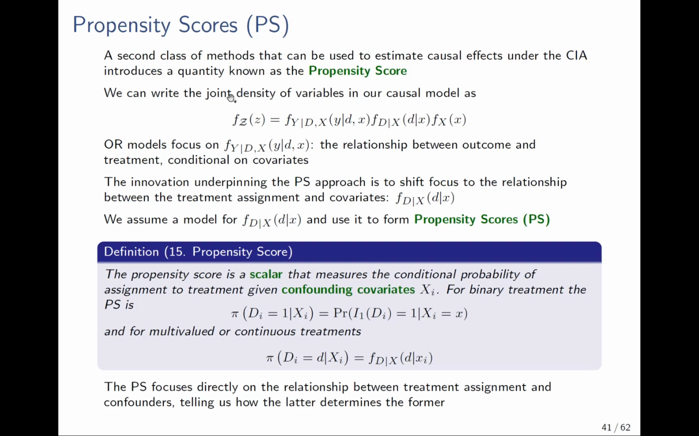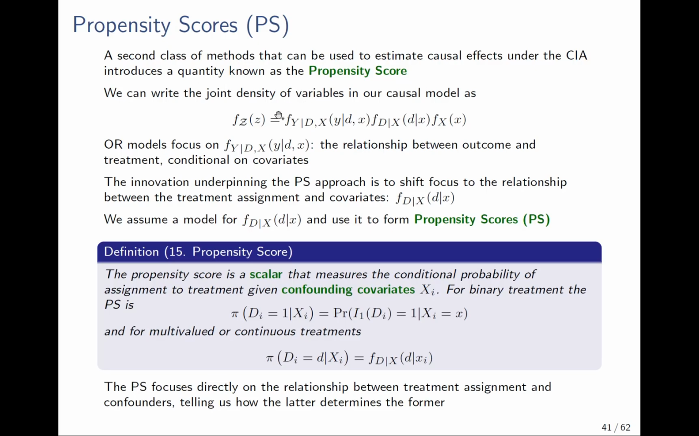So one way of illustrating where the propensity score fits into the whole picture is to write the joint density of the variables in our causal model in this form here. Remember, when we introduced notation, we said we had a triple of data, y, d and x, and this is the joint density, which due to the chain rule from random variables we can write in this form here.